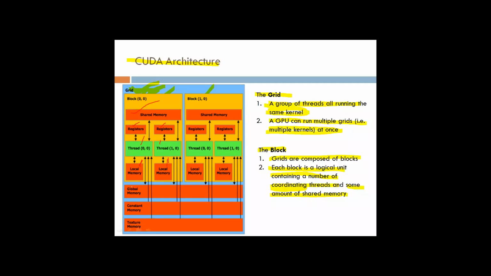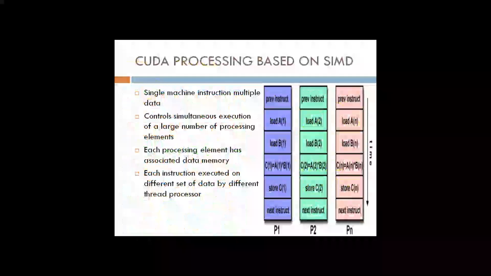Then there are three kinds of memories shown over here. One is the global memory. Then there is constant data which can be fed into the constant memory. Global memory is also called dynamic RAM, and it is read-write memory. We can write into it and read from it. While constant memory and texture memory are read-only memories.